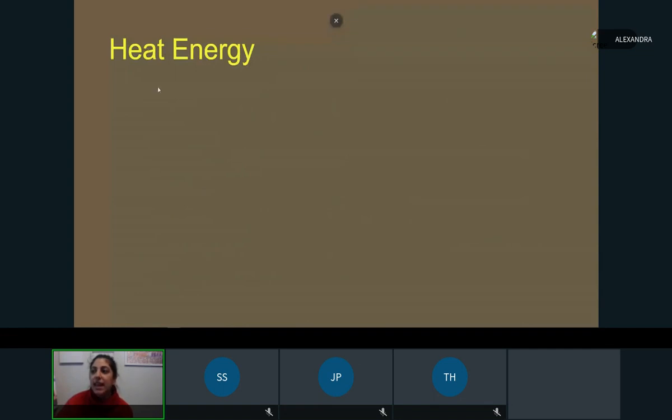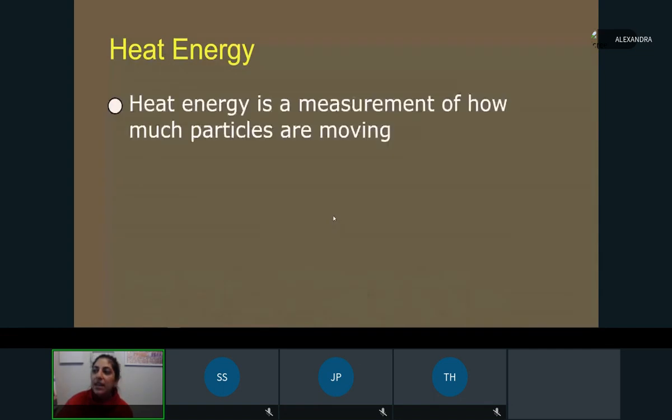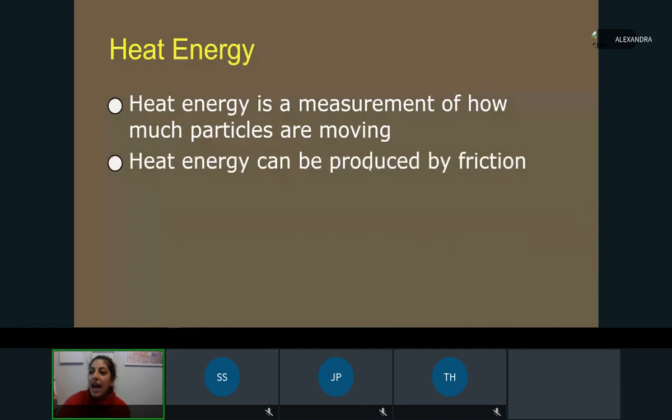So we've got this heat energy, and heat energy is a measurement of how much particles are moving. Okay, so we know that there are particles everywhere, and as the temperature changes, those particles start to move slower or faster, depending on whether you are cooling down or heating up. So if there's heat, that means that there's more movement within the particles, and that can produce heat.